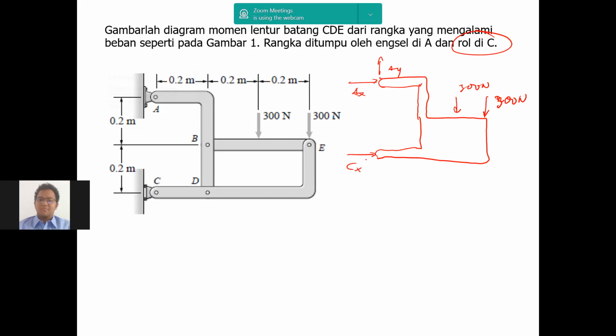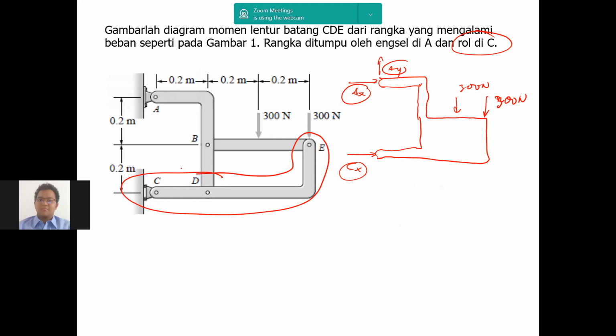Yeah, only CX. So in this case, we have how many unknowns? 3. We have 3 unknowns, and we have 3 equations: sigma Fx equal to 0, sigma Fy equal to 0, and sigma moment equal to 0. Can we solve this today? Yes. Okay, so we can solve these 3. After we solve that, then we have to take a look. The one in question is the internal force and internal moment diagram of member CDE, right?